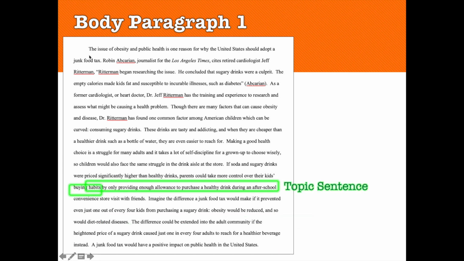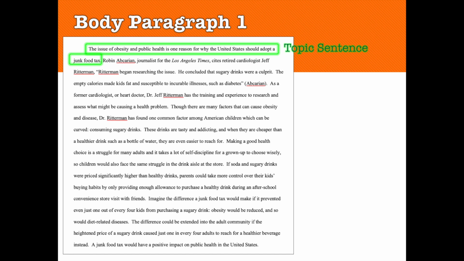Topic sentence: the issue of obesity and public health is one reason for why the United States should adopt a junk food tax. Evidence: Robin Abkarian, journalist for the Los Angeles Times, cites retired cardiologist Jeff Ritterman. Quote: Ritterman began researching the issue. He concluded that sugary drinks were a culprit. The empty calories made kids fat and susceptible to incurable illnesses such as diabetes. In-text citation, Abkarian.